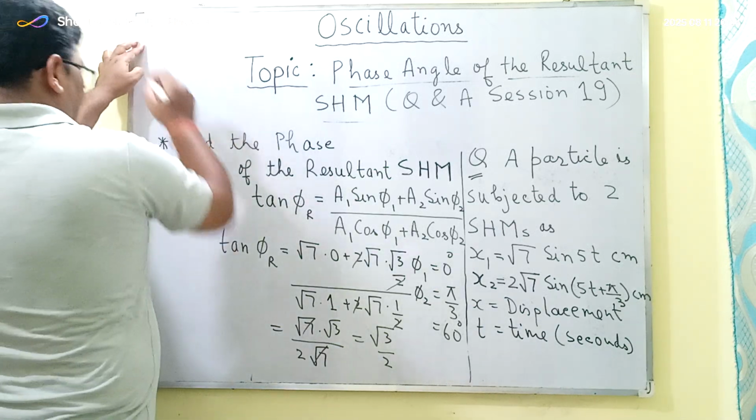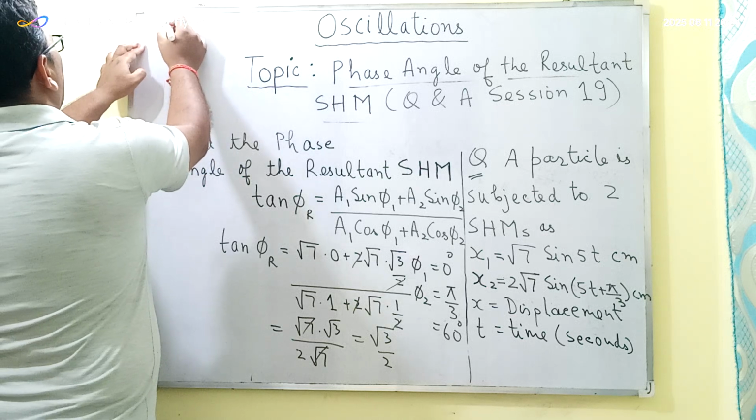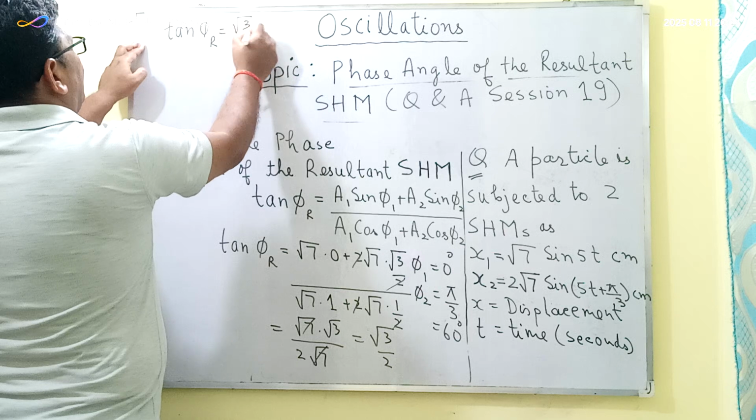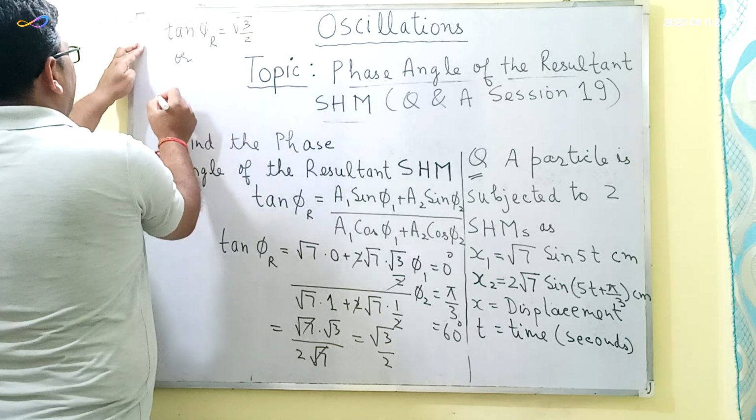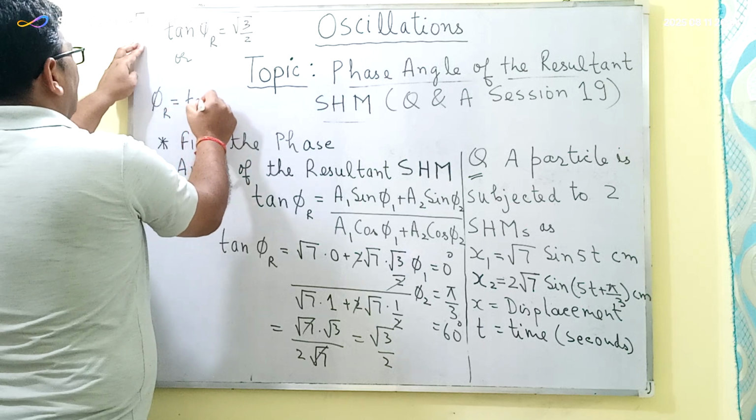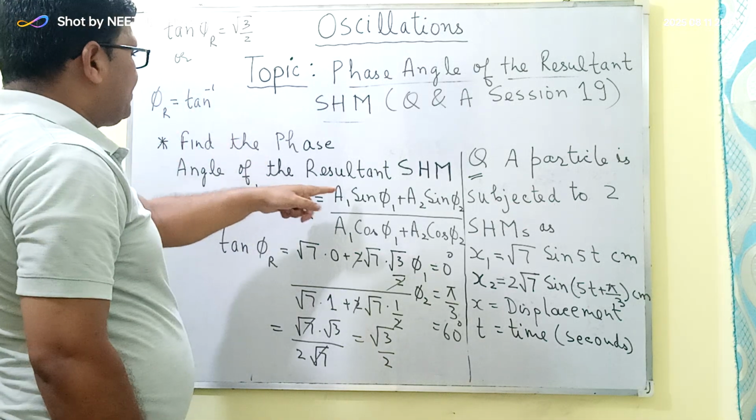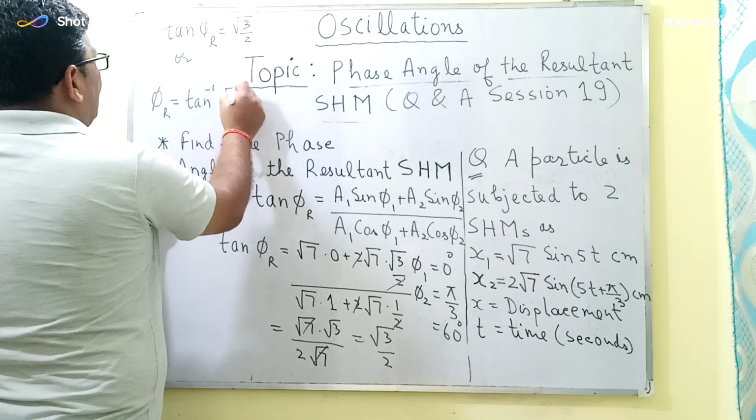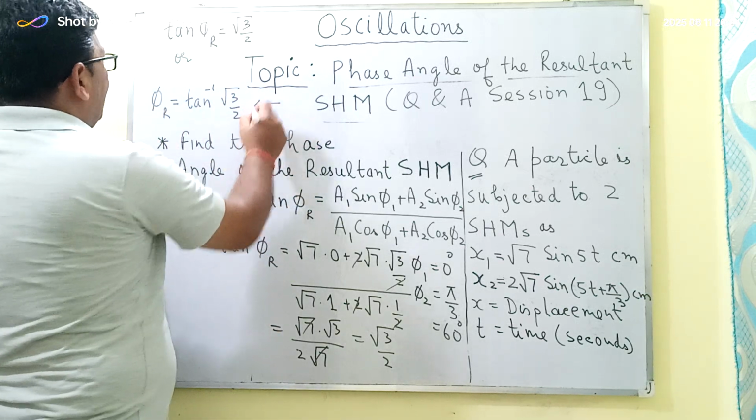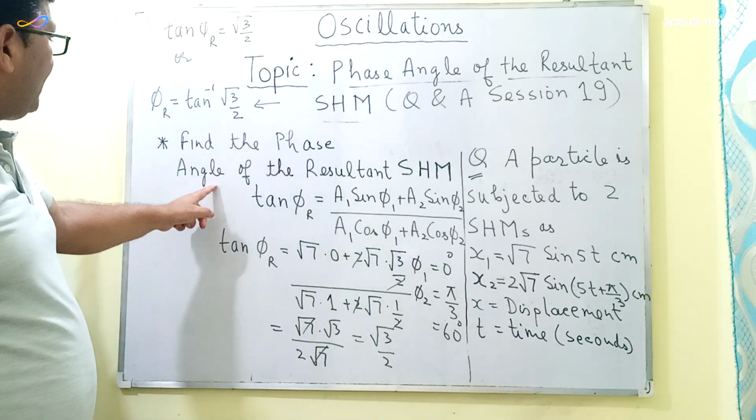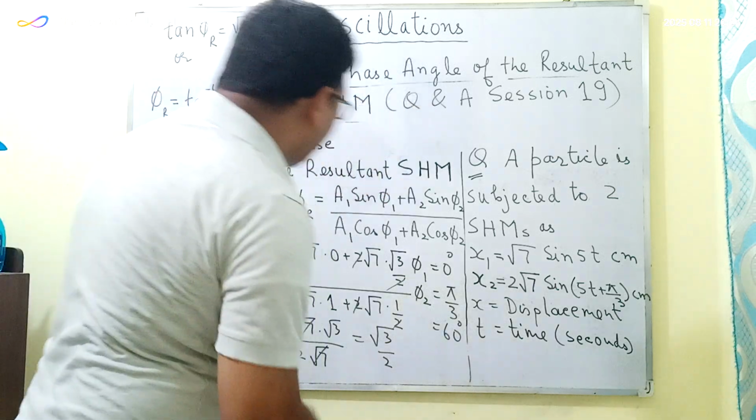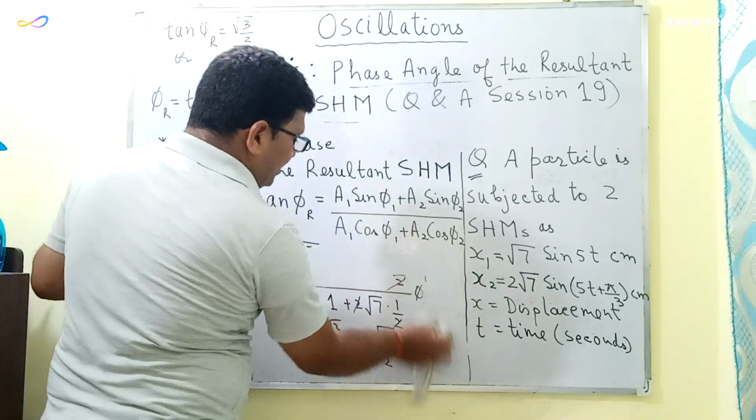So we can say that tan phi r is equal to root 3 by 2, or we can simply say that the phase angle of the resultant simple harmonic motion is equal to tan inverse root 3 by 2. So this is the answer. Now if you want to calculate it in degrees, we will have to refer to the trigonometric table.